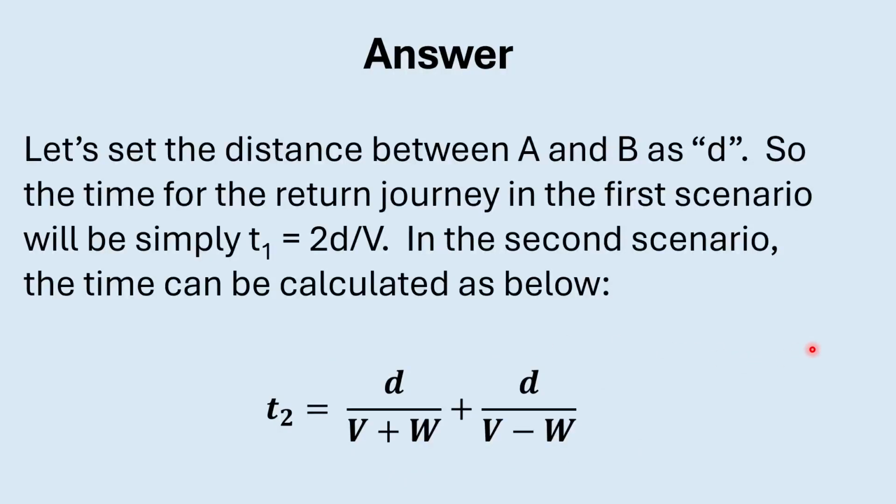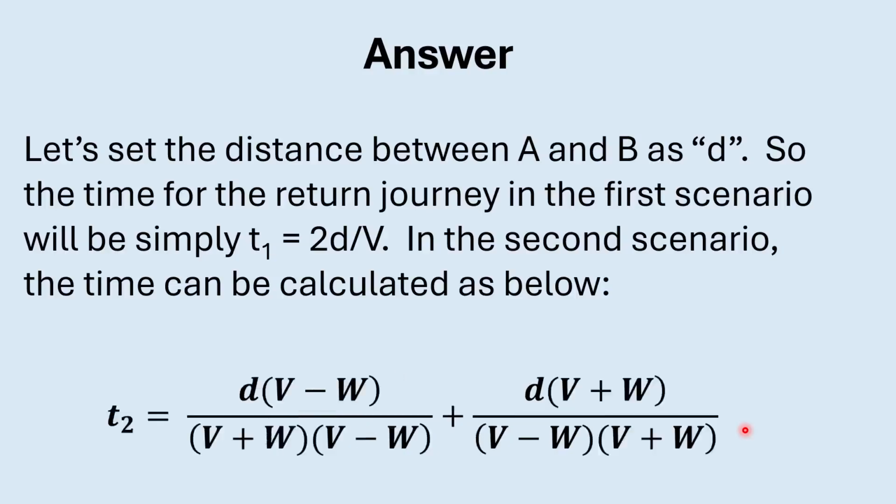To compare T2 and T1, we have to do some mathematical processing on this expression. The first thing we can think of is to combine these two fractions. However, they have different denominators. You cannot directly add them together. So the easiest way is to use the product of these two items as the common denominator. This indicates that for the first fraction, we can multiply v minus w in brackets on both top and bottom, and for the second fraction, we can multiply v plus w in brackets on both top and bottom. So it's something like this.